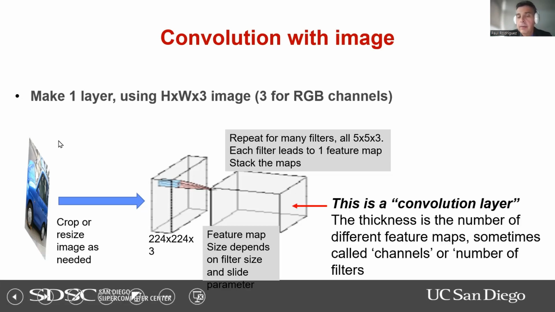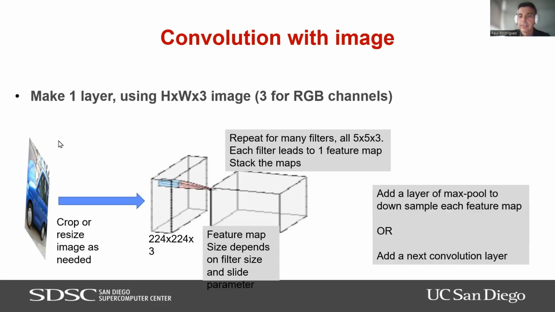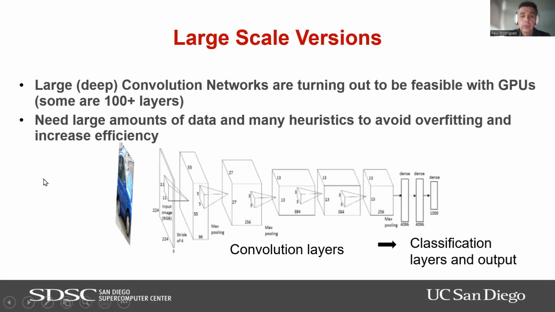And this is what we call a convolution layer. Again, the thickness is the number of different maps. Sometimes it's called channels, sometimes it's called filters. Nowadays, I think people typically just say filters. We might add a layer of max pool to downsample this feature map, or we might just add another convolution layer. Here's what the network looks like in its full diagram.